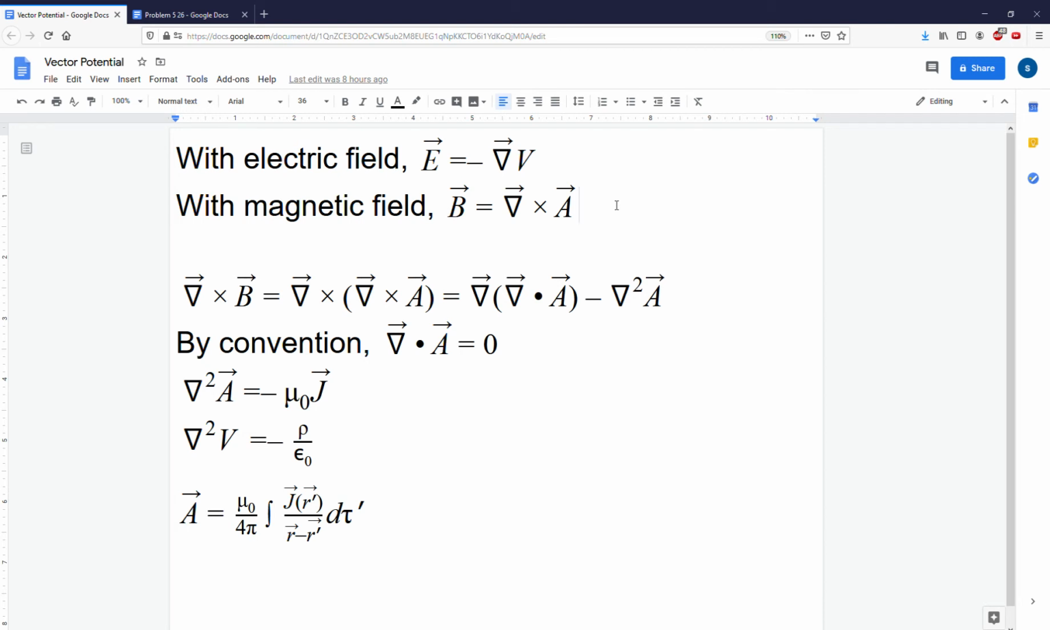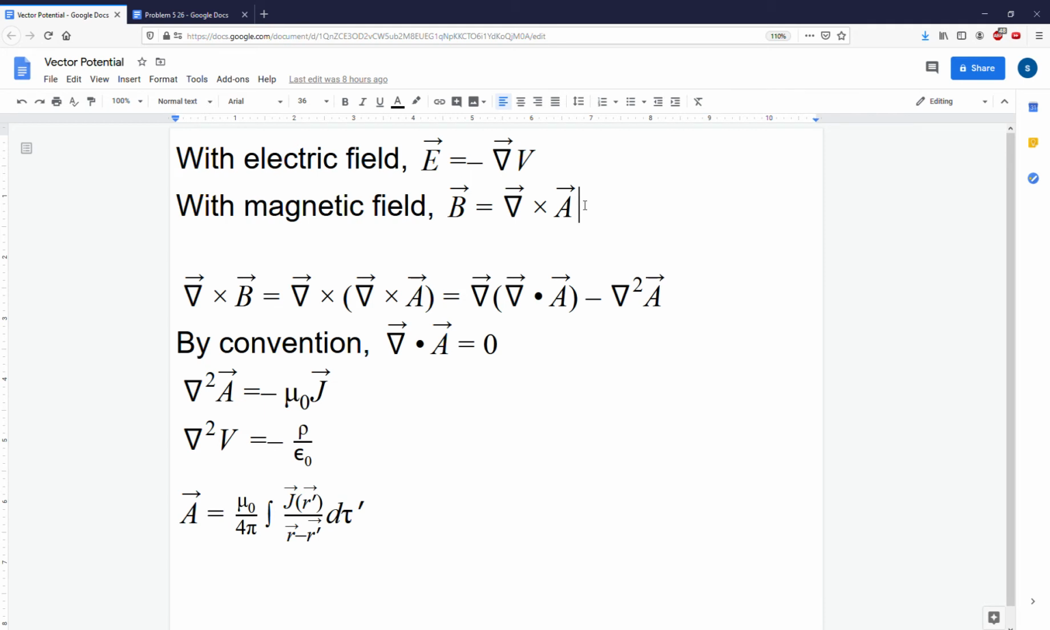Also, next week we are going to be learning about the magnetic analog to displacement field, and that's called H. Just a fun fact. Anyway, the magnetic field can be described as the curl of this vector potential.